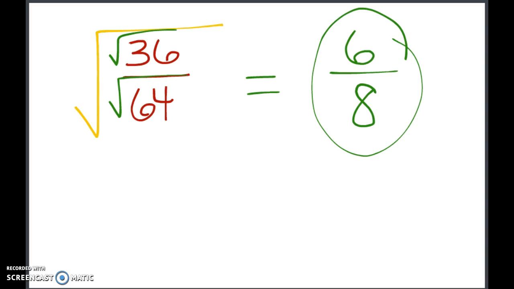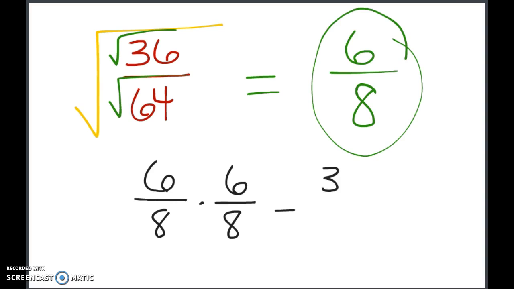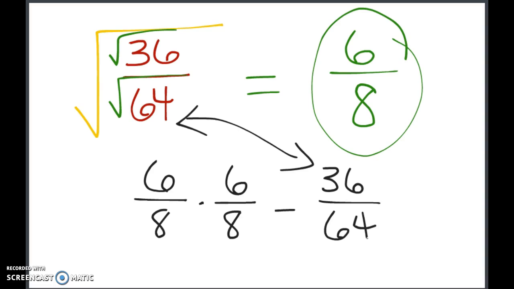Now, I can actually check that by actually multiplying. Let's see what 6/8 times 6/8 is. Well, 6 times 6 is 36, and 8 times 8 is 64. And that's what I had over here, so I know I did it correctly. Okay, so that's how I do the square root of fractions.